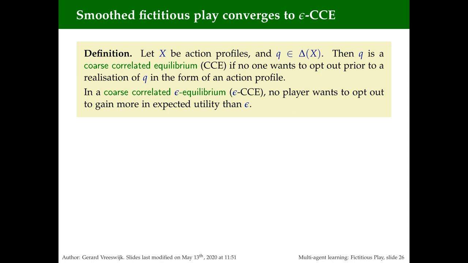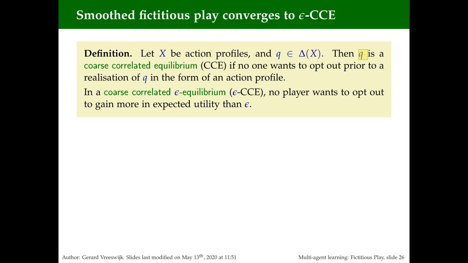And there's another interesting connection with no regret, because if all players follow regret matching, then we already know that they converge to a coarse correlated equilibrium. We already discussed this, but here's the definition again. A probability distribution Q among all action profiles, which may or may not be the product of strategies, is a coarse correlated equilibrium if no one wants to opt out prior to a realization of Q in the form of an action profile. So if everybody knows Q, but not yet his own action, then no one wants to opt out.